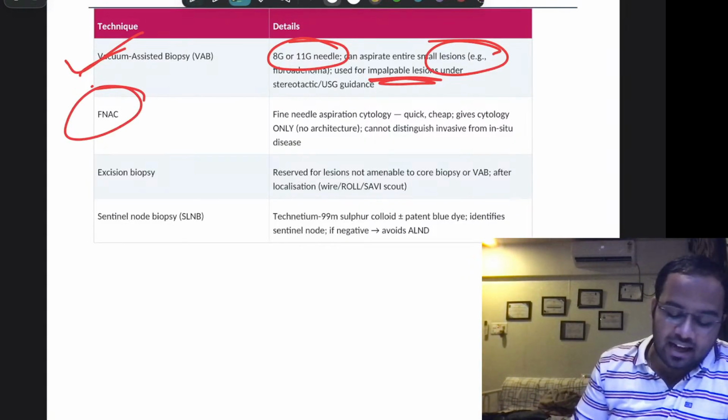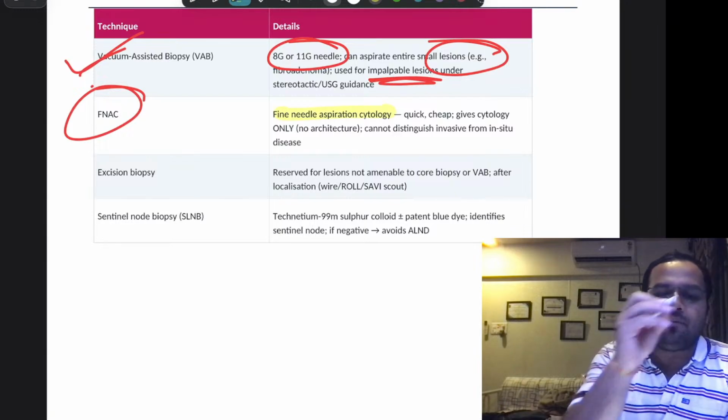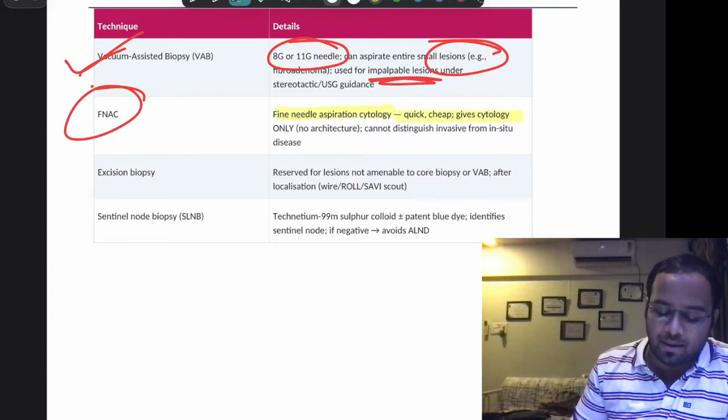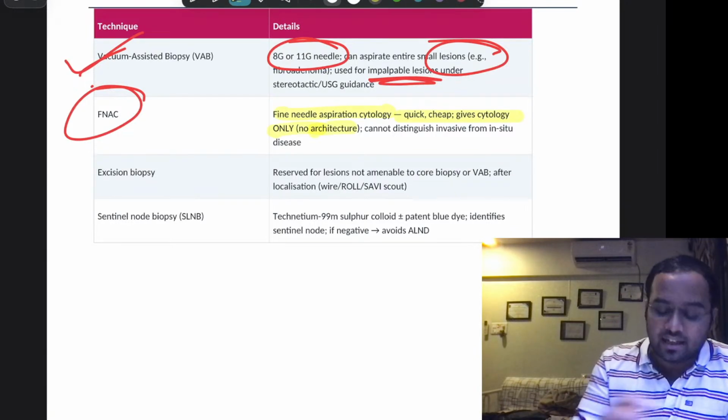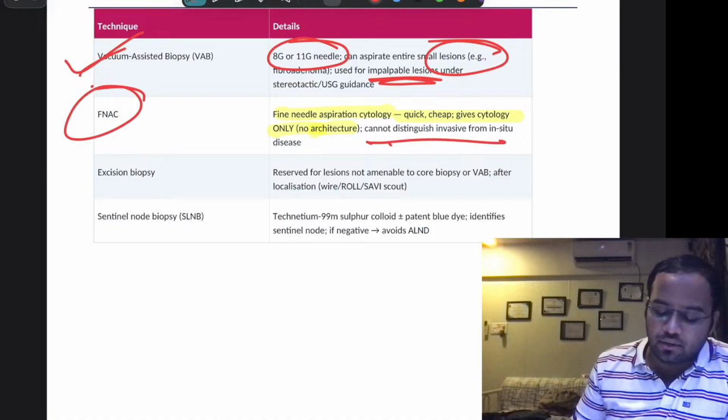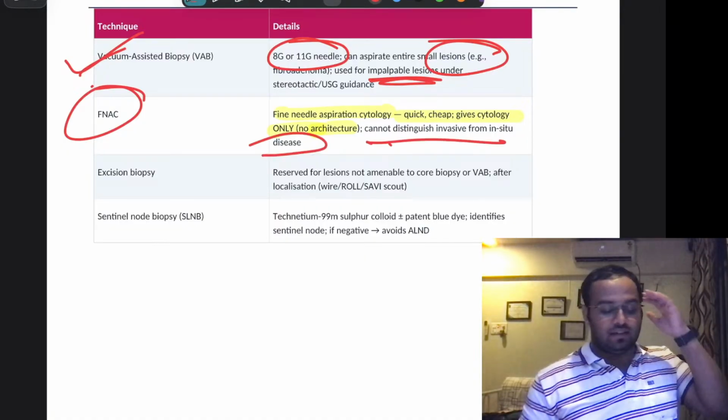FNAC is fine needle aspiration cytology. It is quick, cheap and gives cytology only, with no cellular architecture. It cannot distinguish an invasive from a non-invasive disorder.